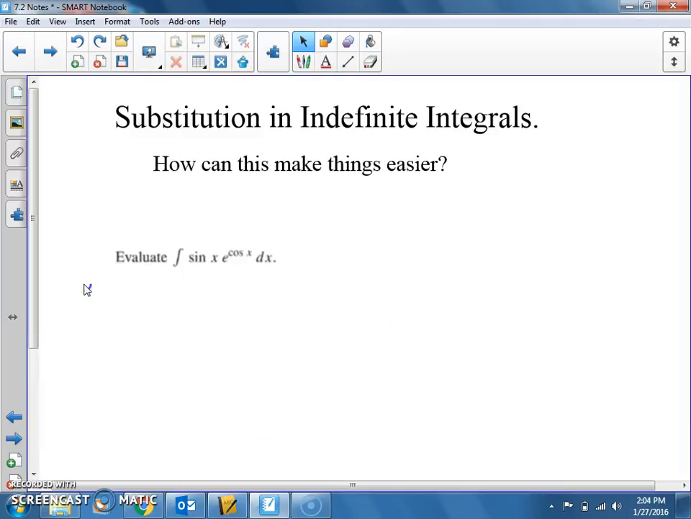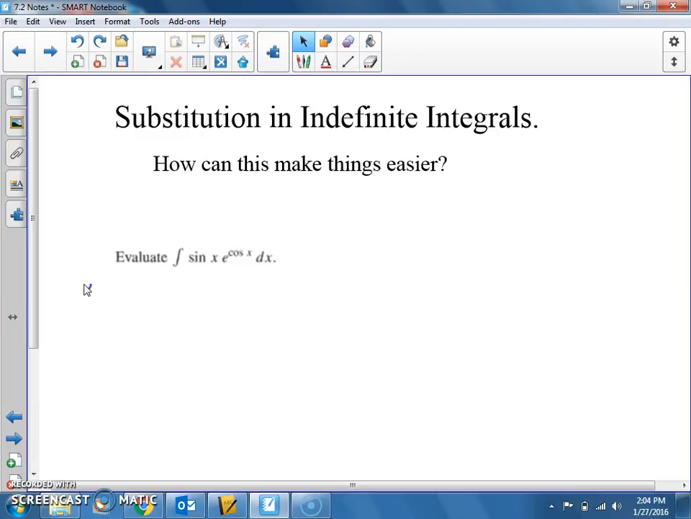Good. Now we're going to go into substitution in indefinite integrals. How can this make things easier here? What are we going to be substituting, do you think? What other variable have we been using? U. So we're going to basically reverse chain rule. It's not terrible. What we're going to do is look for a function and its derivative inside our integrand here. So what function do we see that has its derivative somewhere?